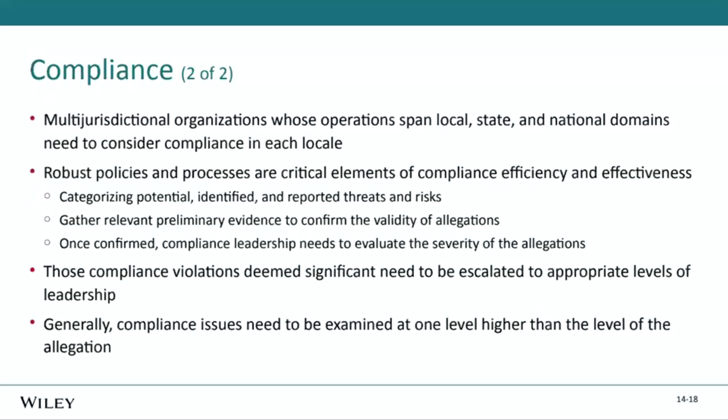Additionally, having robust policies and processes are critical elements of compliance efficiency and effectiveness. What you want to do is categorize threats and risks: the potential threat and risk, the identified threats and risk, and the reported threats and risk. Then go out and gather relevant preliminary evidence to confirm the validity of those allegations. And once confirmed, compliance leadership needs to evaluate the severity of the allegation.